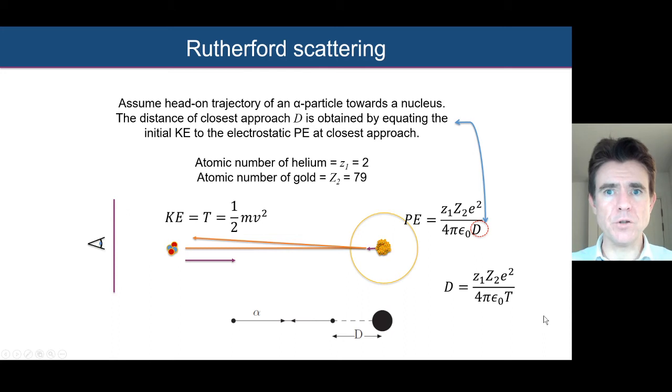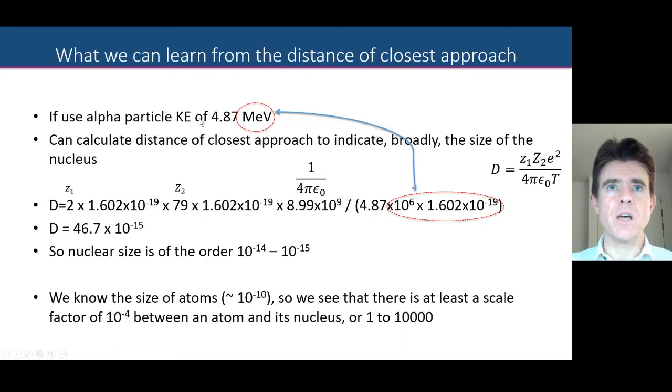So if we plug those numbers in, we're going to have to assume an alpha particle kinetic energy. And so we're going to use 4.87 MeV, which is a very reasonable choice of kinetic energy for an incoming alpha particle in this kind of experiment.